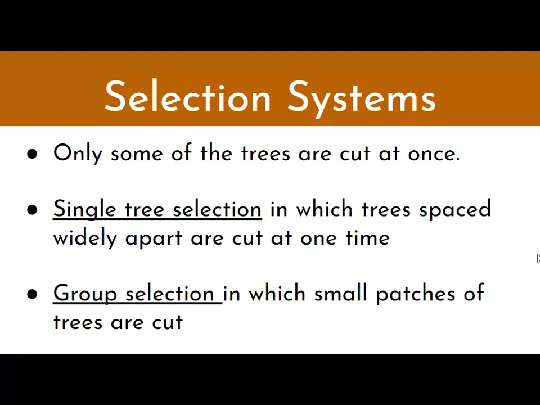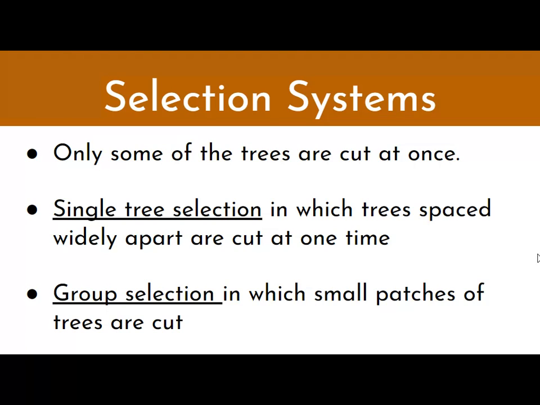In a single tree selection system, people will go through, usually with a can of spray paint, and just mark the trees that are meant to be cut. If you're ever out on a hike and you see a tree that is marked, depending on the color, it is either marked for save this because this tree is important, or marked because that tree is meant to fall down.